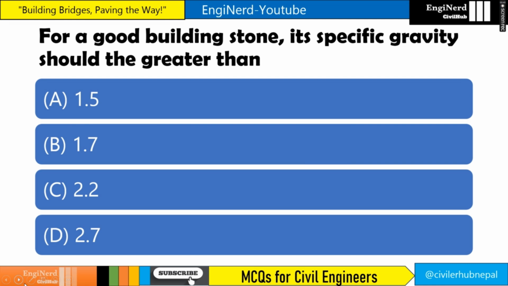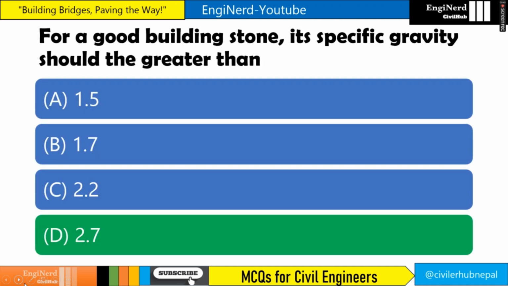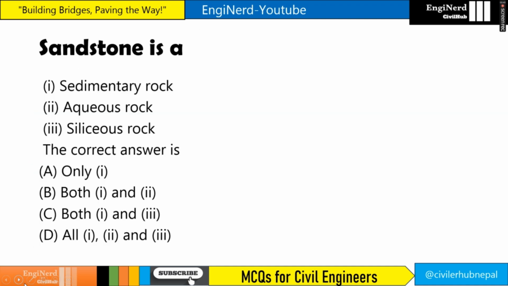For a good building stone, its specific gravity should be greater than what? If you see here, for a good building stone, its specific gravity should be greater than 2.7. So the answer is 2.7.